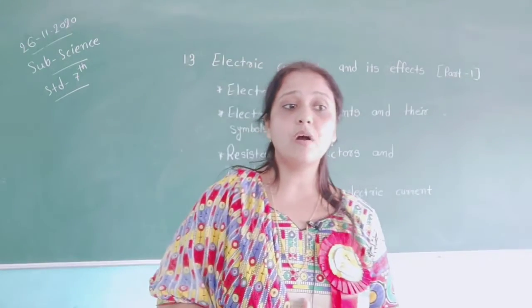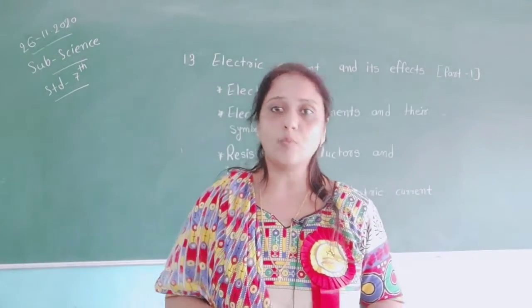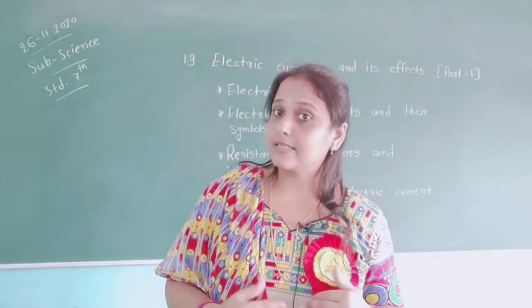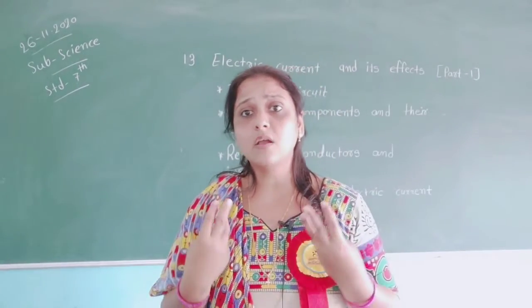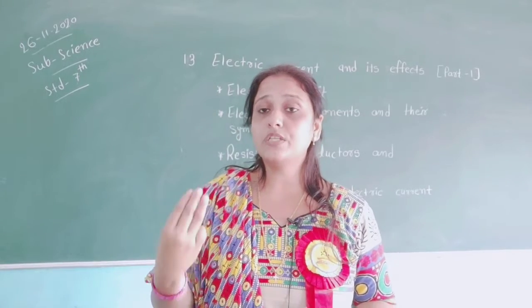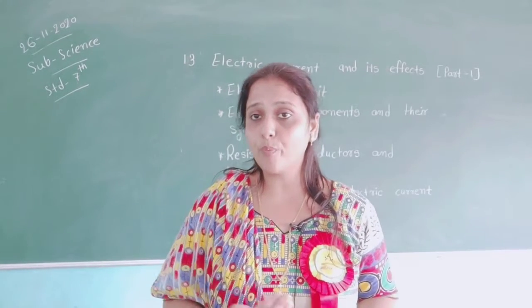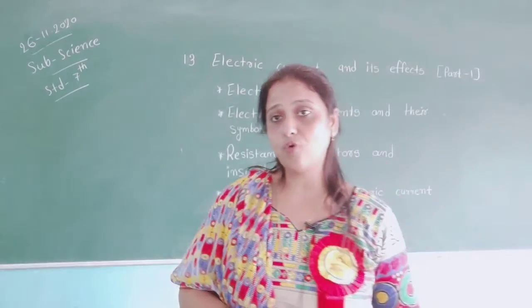The circuit is made up of mainly three components. First, the cell. Second, the bulb. And third, the connecting wires. Electric circuits always use three types of components. Which three types of components?